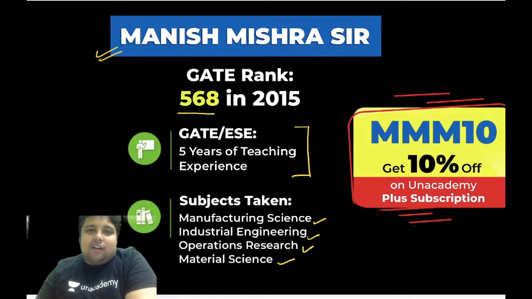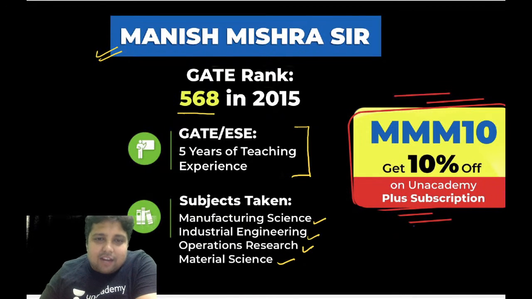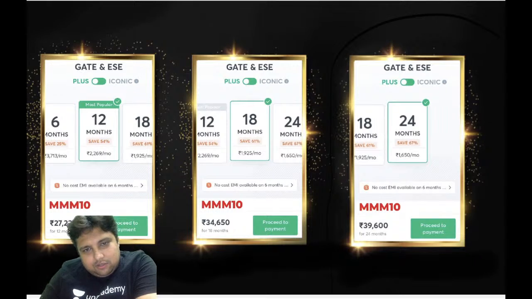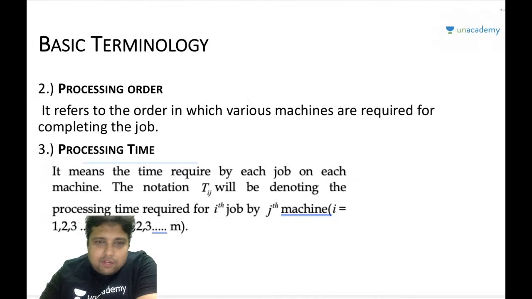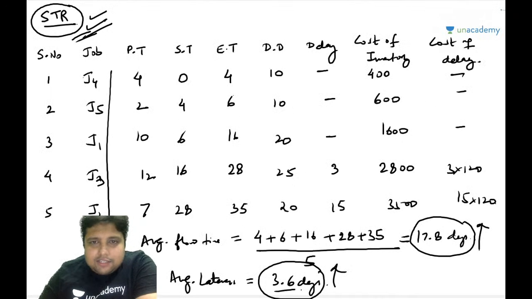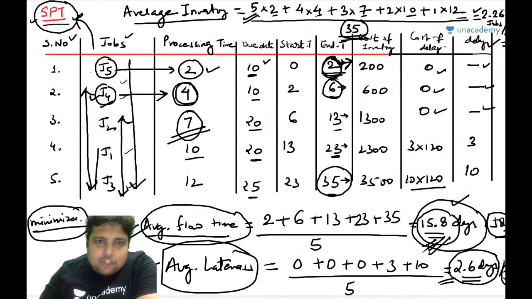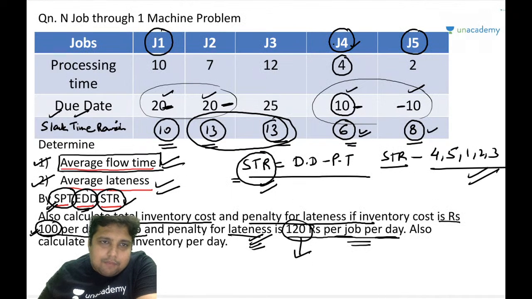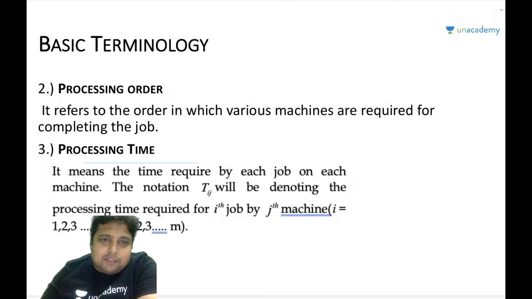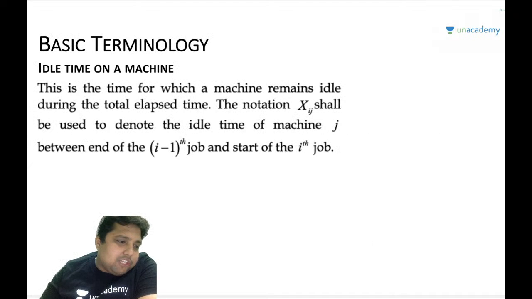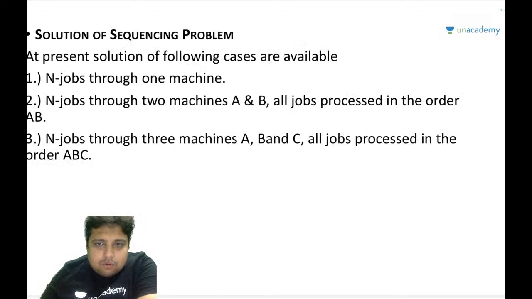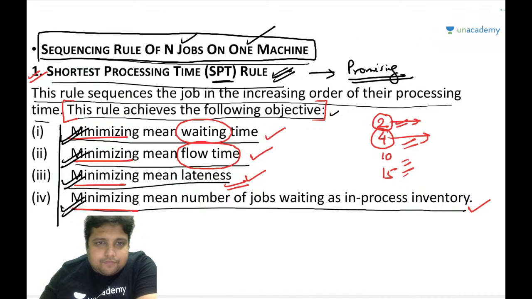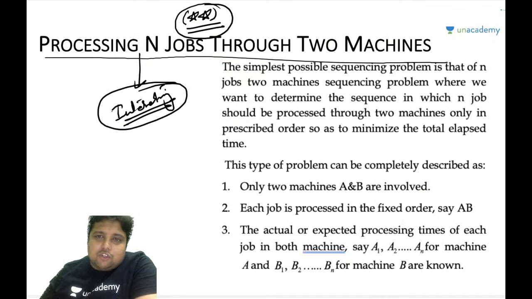So let's dwell into the same spot where we left the class yesterday. Basically, in the last class, we completed the n job one machine problem. Now in today's class, I will be jumping straight away into the n job 2 machine problem. So what is an n job 2 machine problem?